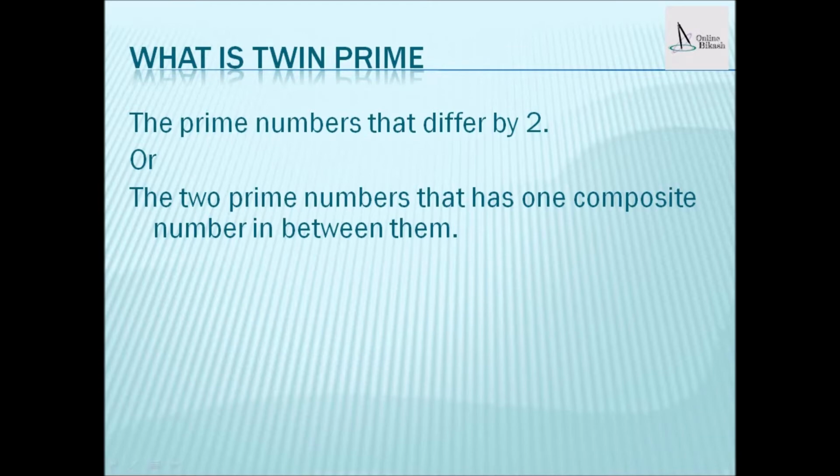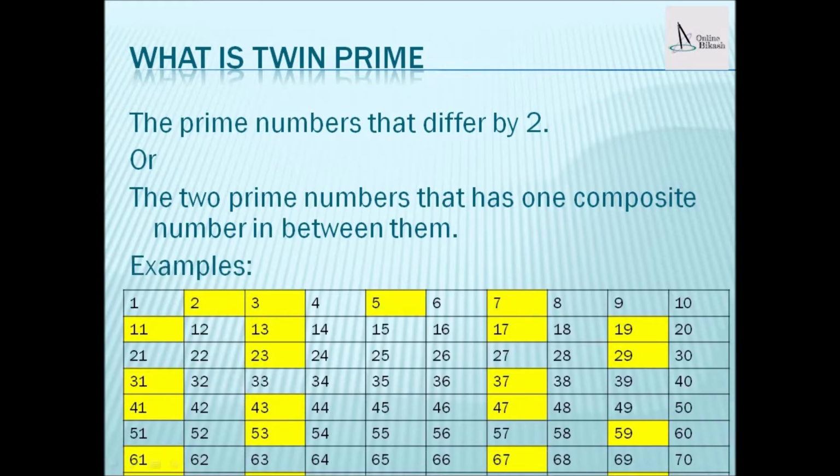If I show some examples, let us bring the table. In this case you can see this 3 and this 5. In between these two prime numbers there is a number 4, which is composite. So this is prime and this is prime, and in between them this is composite. So we can call this 3 and 5 a pair of twin primes.